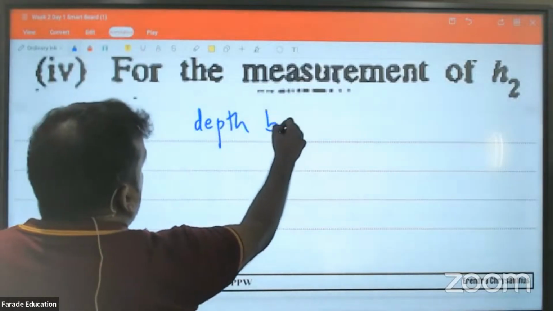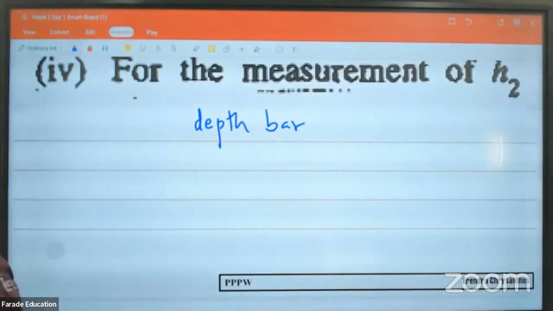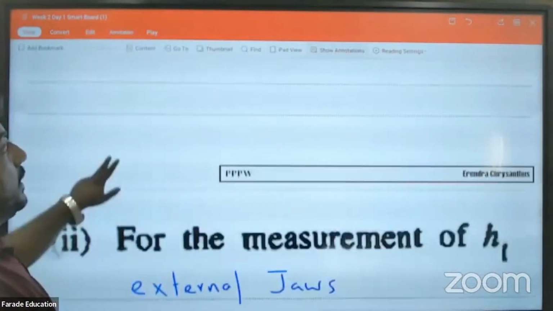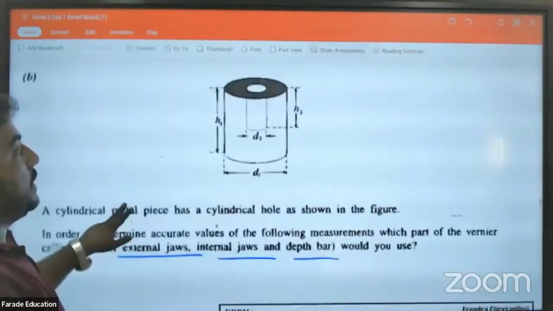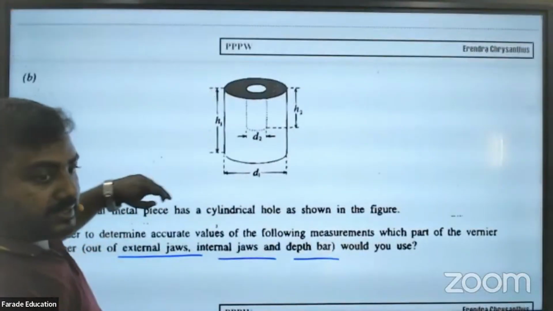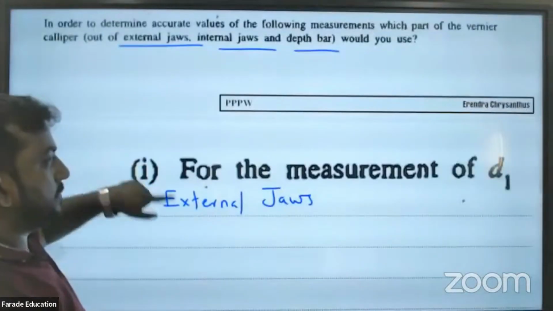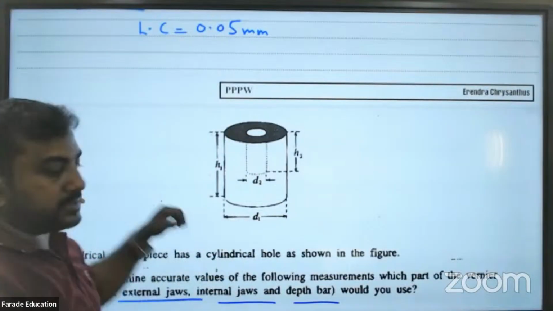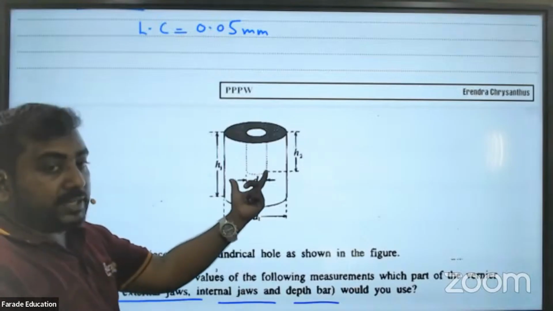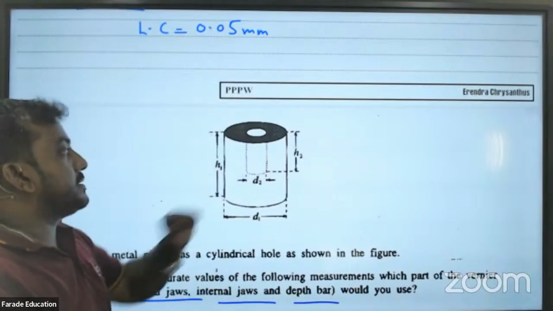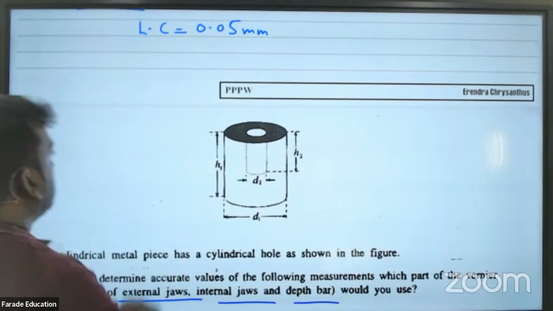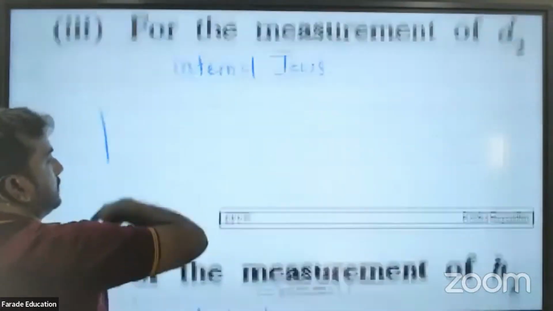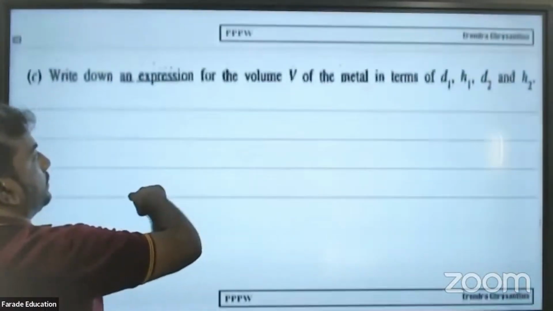So here again, let me go back. What is H1? External jaws. What is D1? External jaws. What is D2? Internal jaws. What is H2? Depth bar. Right.